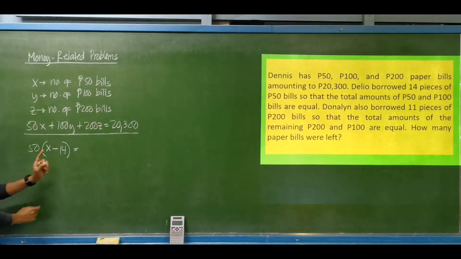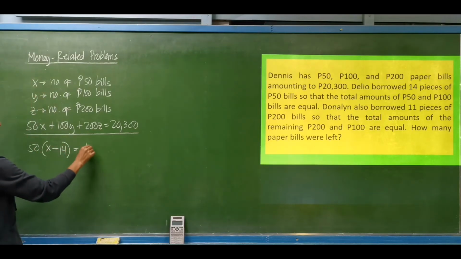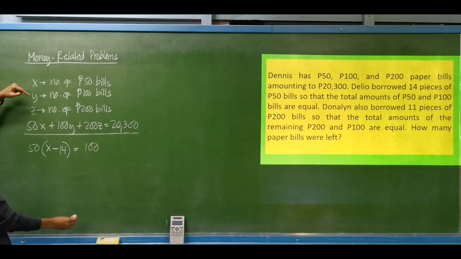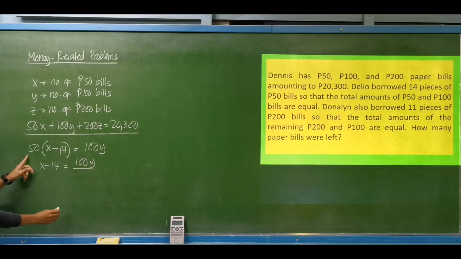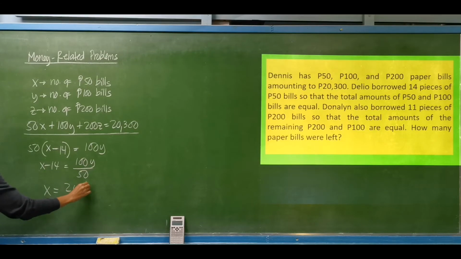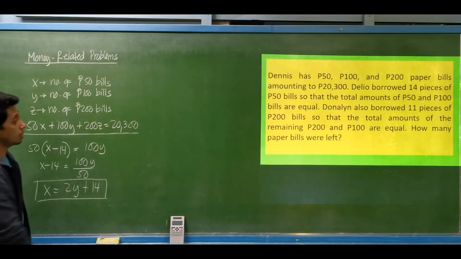So if you remove 14 pieces of the 50 peso bill, that will be equal to the amount of the 100 peso bill, which is 100 times y. So we may have this as x minus 14 equal to 100y divided by 50. So the value of x is equal to 100 divided by 50, which is 2 times y. Transpose 14, that will be plus 14. So this will be the equivalent of x in terms of y. The next statement.